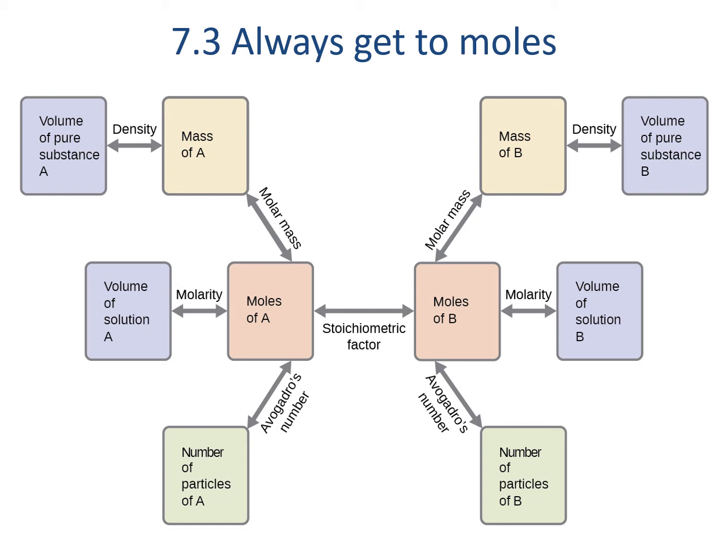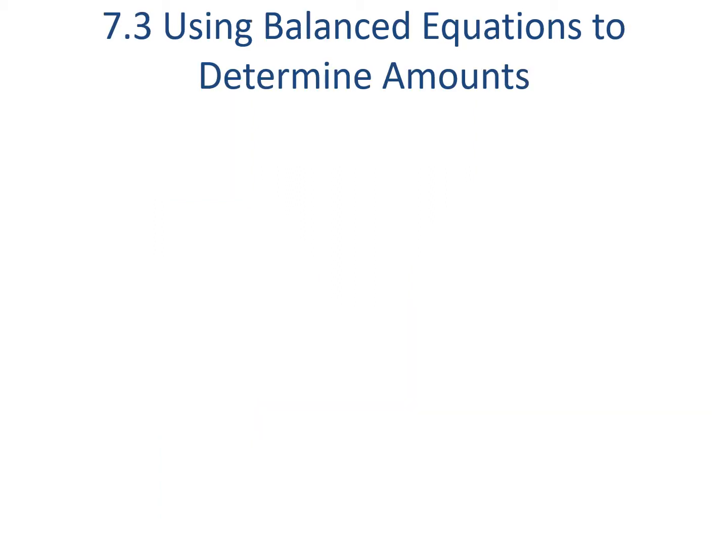Since we can do all of those conversions, we can easily convert between a measurement for one component of a chemical equation and a measurement of another component. Let's work through a few examples. First, a straightforward conversion from moles to moles.